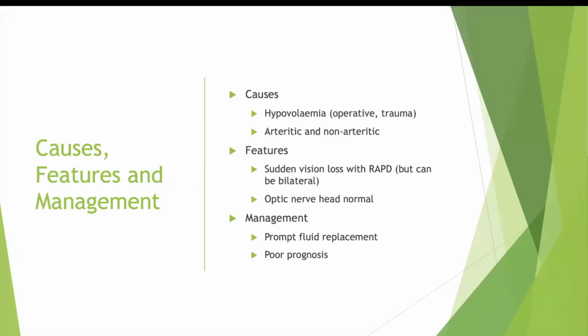They tend to present with sudden visual loss with RAPD, but remember, because someone has had a hypovolemic insult, it can happen bilaterally, in which case you won't necessarily see an RAPD. And the optic nerve, importantly, is normal, or at least it looks normal in the early stages because everything has happened retrobulbar. Unfortunately, these patients present with really quite profound vision loss, and if it is bilateral, unfortunately, the prognosis is quite poor. Now, for those who have had a hypovolemic insult, prompt fluid replacement can sometimes help. But unfortunately, PION actually carries a pretty devastating prognosis for these patients.